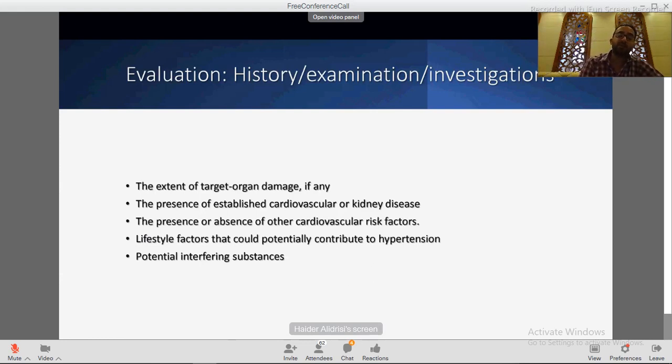Lifestyle factors that could potentially contribute to hypertension, for example, as we said, alcohol consumption, smoking as a risk factor for cardiovascular disease, physical inactivity, obesity, and drugs. There is a list of drugs that can cause secondary hypertension. You have to ask about them, even if the patient is known to have hypertension, because they will result in resistance to the action of these medications.